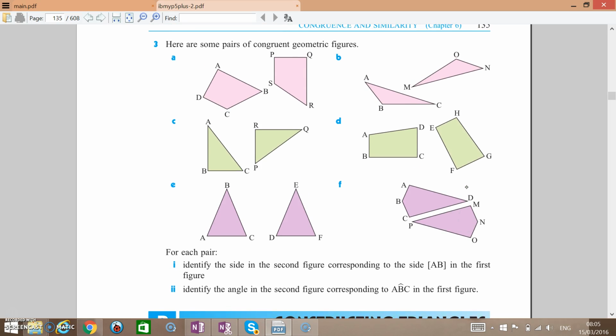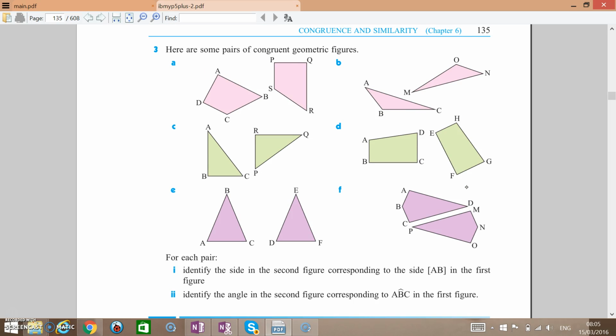And we've also got to identify angles in the second figure corresponding to ABC in the first figure. So there's ABC, it's an acute angle in 3A, and that would be the same as QRS. Okay, so that's also not too hard to do. Let's look at 3F again. ABC would be the same as MNO.